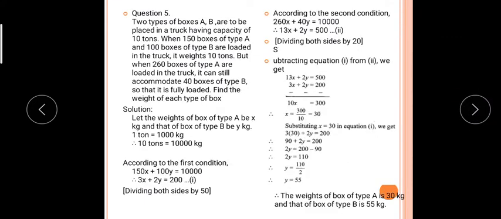That is question number 5. Two types of boxes A, B are to be placed in a truck having a capacity of 10 tons. When 150 boxes of type A and 100 boxes of type B are loaded in the truck, its weight becomes 10 tons. But when 260 boxes of type A are loaded in the truck, it can still accommodate 40 boxes of type B. So that is fully loaded. Find the weight of each type of box.